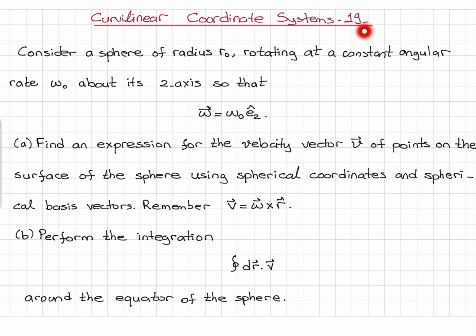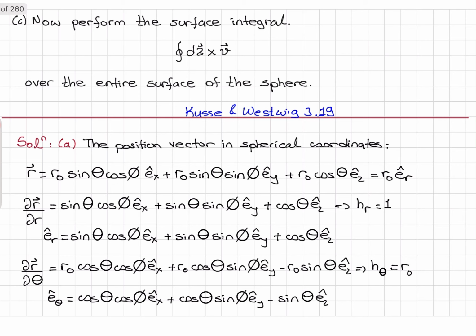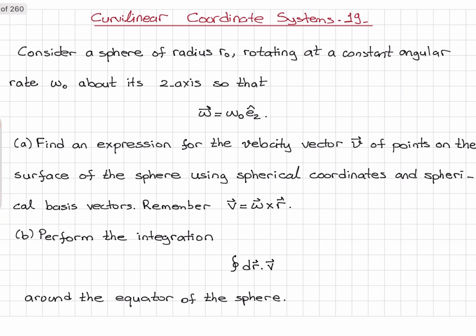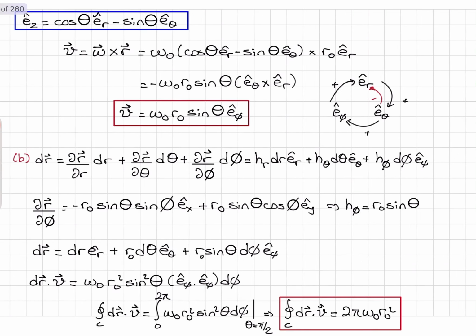Curvilinear coordinate systems 19. Consider a sphere of radius r0 rotating at a constant angular rate omega 0 about its z-axis, so that omega is equal to omega 0 ez hat. And now we're going to perform the surface integral, closed surface d sigma cross with v, over the entire surface of the sphere. We have calculated what v is in part A. So this is our velocity vector v.